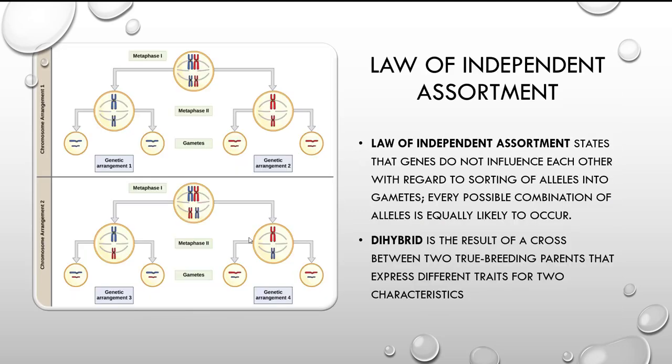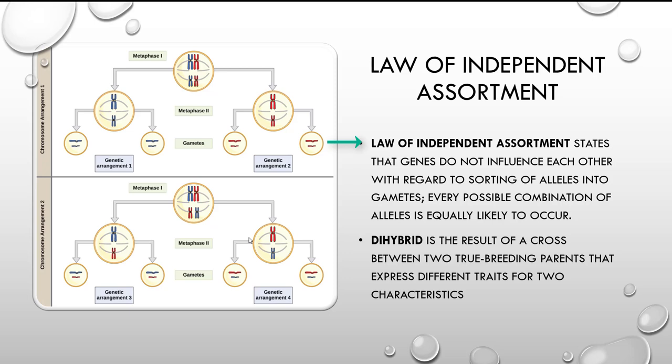All right. Moving on. So we talked about the law of dominance, where in a heterozygote, the dominant allele masks the effects of the recessive allele. We also talked about the law of segregation, where the genes segregate into separate gametes during meiosis. The last law we're going to talk about is Mendel's law of independent assortment.